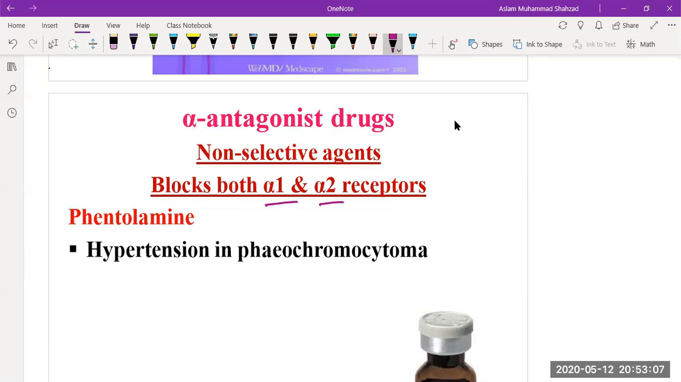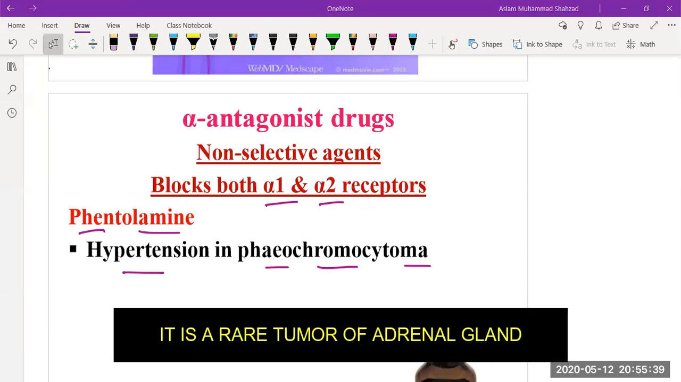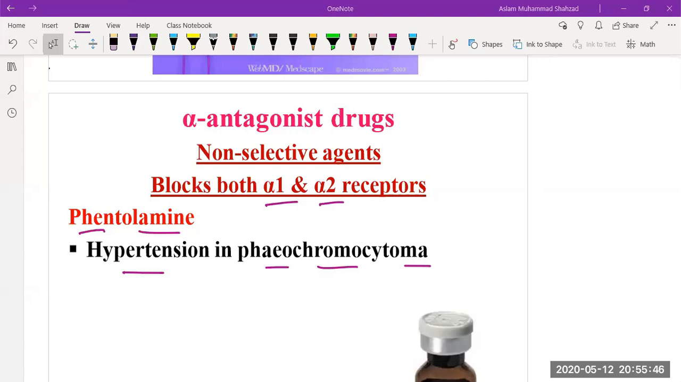And the example in this classification is phentolamine. It is indicated for the treatment of hypertension in pheochromocytoma. What is pheochromocytoma? It is actually a rare tumor of the adrenal gland tissue that stimulates the release of more hormones, or it is possible to release more epinephrine and norepinephrine. And what happens is that it is responsible for increasing the blood pressure.